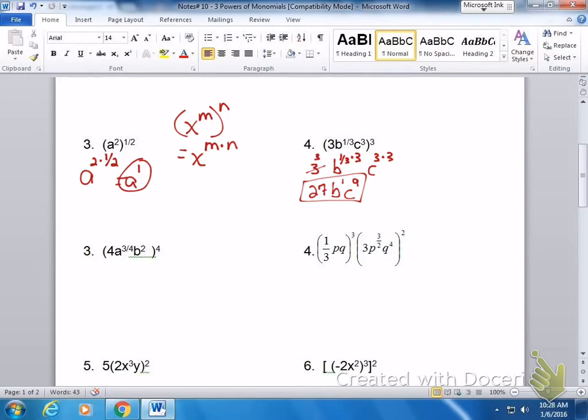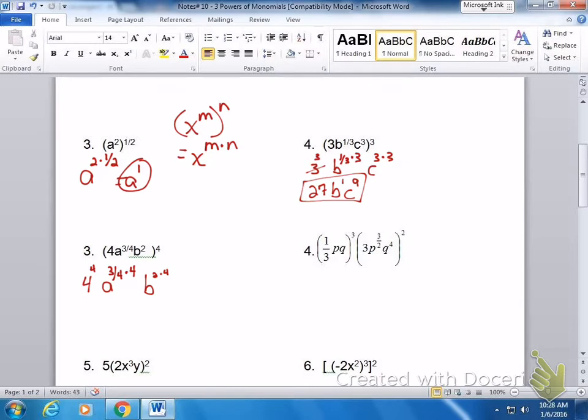Let's go down to apparently another number 3. And it's the same thing, except now I'm raising it to the fourth. So I take the number and I raise it to the power. I take the first variable and its exponent and multiply its exponent by what we're raising it to, so times 4. And b squared, but I take the 2 and multiply it by the power as well, so times 4.